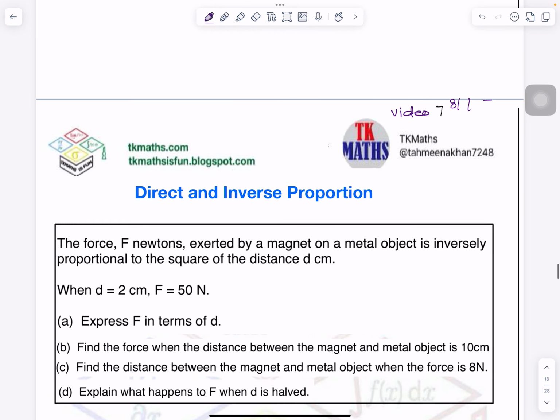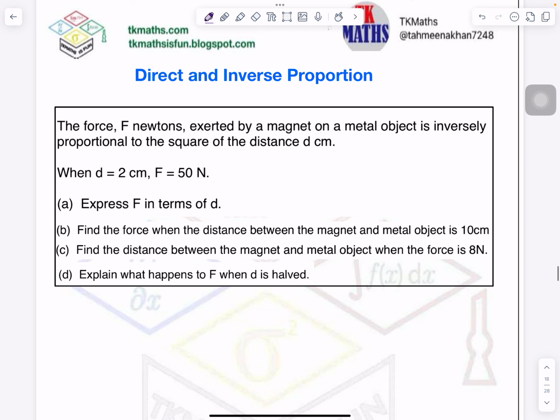So let's see the question here. And if you want to challenge yourself, you can. The force F newtons exerted by a magnet on a metal object is inversely proportional to the square of the distance d. When d is 2, F is 50. Express F in terms of d.